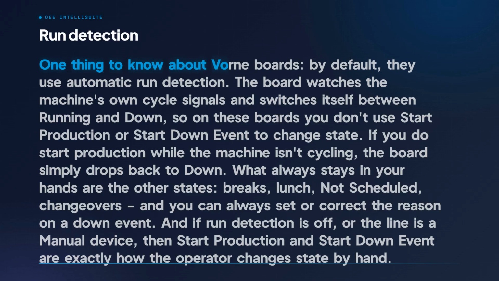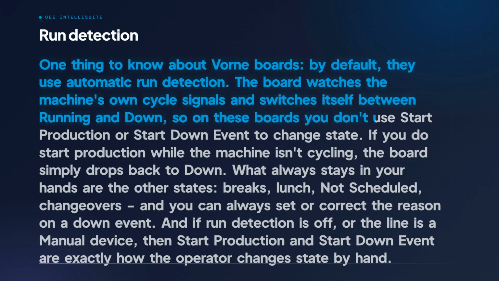One thing to know about Vorn boards: by default, they use automatic run detection. The board watches the machine's own cycle signals and switches itself between running and down. So on these boards, you don't use Start Production or Start Down event to change state. If you do start production while the machine isn't cycling, the board simply drops back to down.